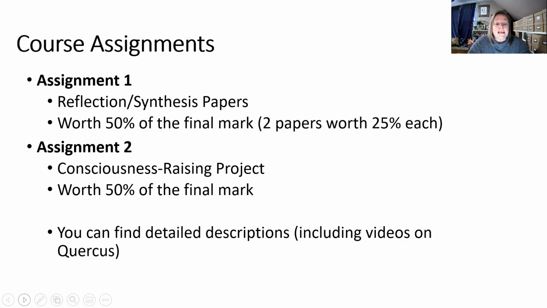And there are a few parts involved with assignment number 2. The first part is a proposal piece that is due on March the 7th. And then there's the attending of the event, and then the actual creative or arts-based project, and then there's a reflection. And you can find a detailed description of that assignment, including also a video on Quercus, and I'm happy to answer any questions about that assignment as well.